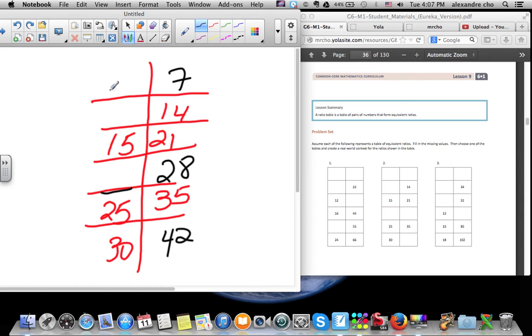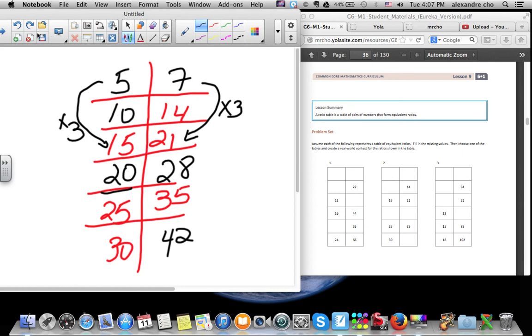Okay. Let's use 15 to figure out our initial number. So something times, and let's see, from 7 to 21 is times 3. So something multiplied times 3 gave you 15. What multiplied by 3 gives us 15? Has to be 5. To get to this space right here is times 2, so 10. To get to this space is times 4, which is 20. And we have finished our table.